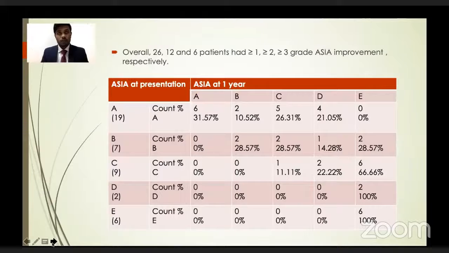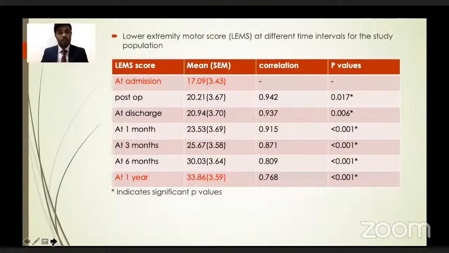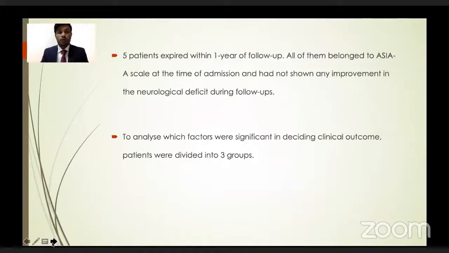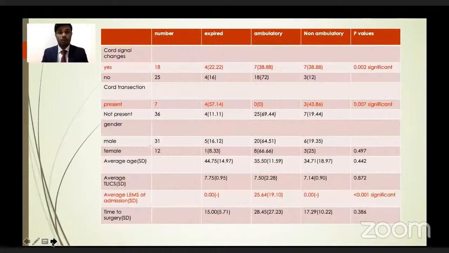There were 26 patients, 12 patients, and 6 patients who had more than 1, more than 2, and more than 3 grade ASIA score improvement respectively at the end of 1 year. The LEMS score rose from 17.09 at admission to 33.86 at 1 year follow-up. 5 patients succumbed in the first year of follow-up. All of them belonged to the ASIA A group. To study the factors that were significant, the patients were divided into expired, ambulatory, and non-ambulatory groups. It was found that presence of spinal cord signal changes, cord transection, and average LEMS score at admission had statistically significant impact.